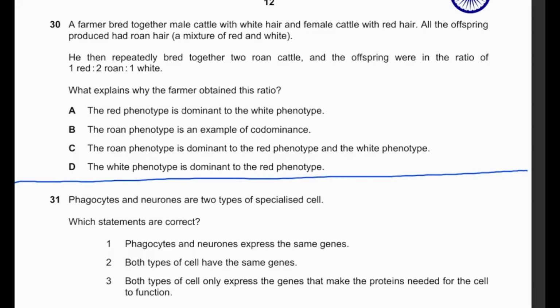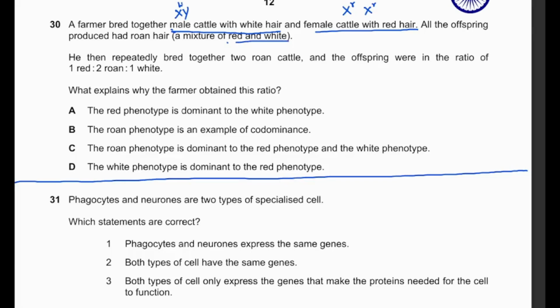A farmer breeds together male cattle with white hair and female cattle with red hair. Let's check such types of questions. What you can do is just write male with white hair, female with red hair, and we keep R for red. All the offspring produced had roan hair, a mixture of red and white. Okay, fine, you have roan.